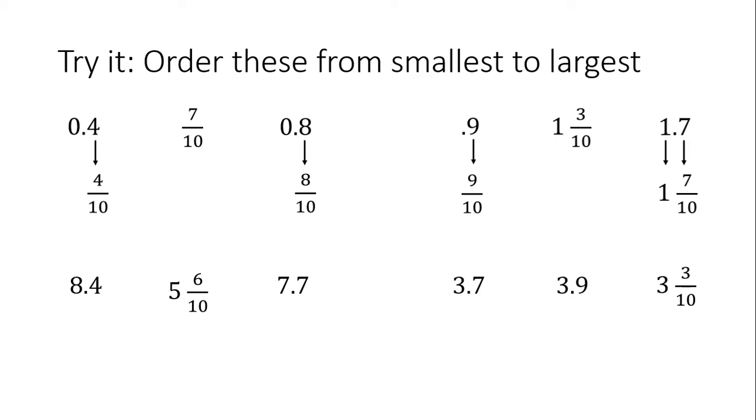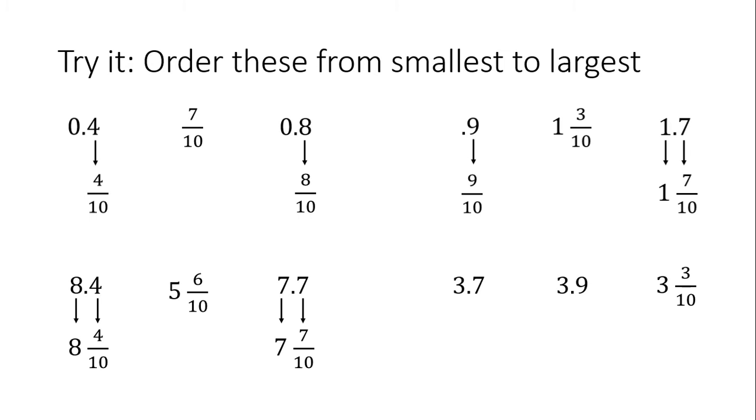In the bottom left, we have 8.4, 5 and 6/10, and 7.7. What does 8.4 mean? Well, there's wholes and parts. 8 becomes 8, and 4 is in the tenths place, so it becomes 4/10. 8 and 4/10. What about 7.7? That's 7 and 7 tenths. So write it as 7 and 7 tenths. Now what?